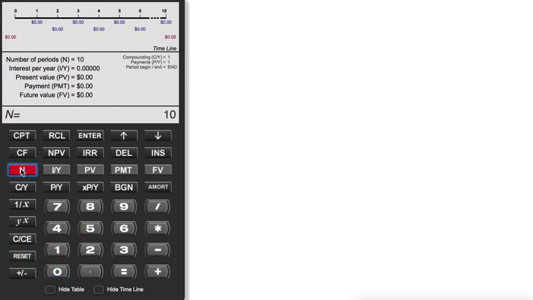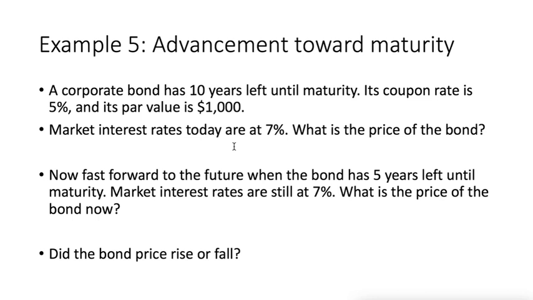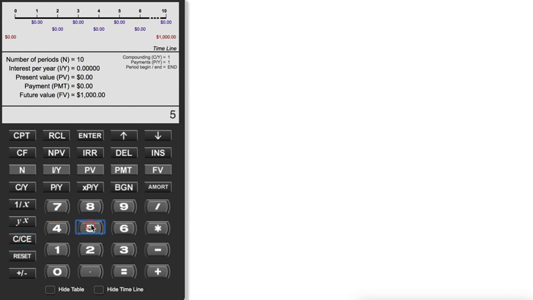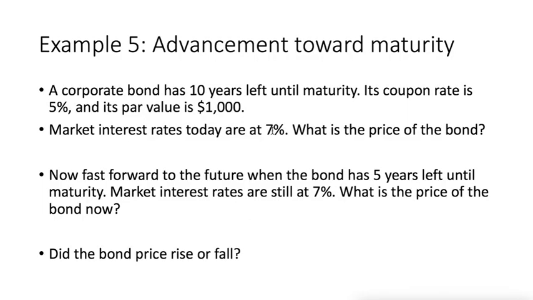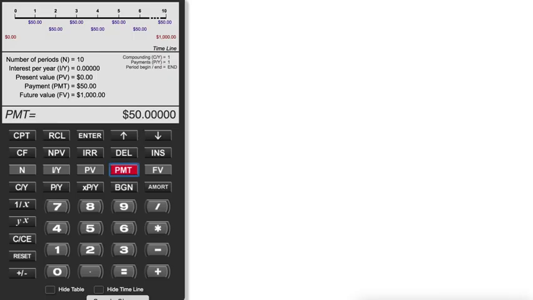We input 10 for 10 years left of maturity. $1,000 par value. $50 coupon payment. And 7% market interest rate. And we compute the current price of the bond today, which is $859. So with 10 years left, the price of the bond is $859.